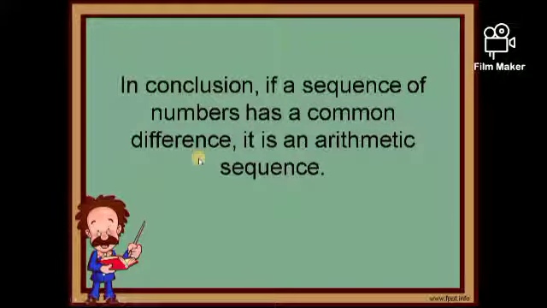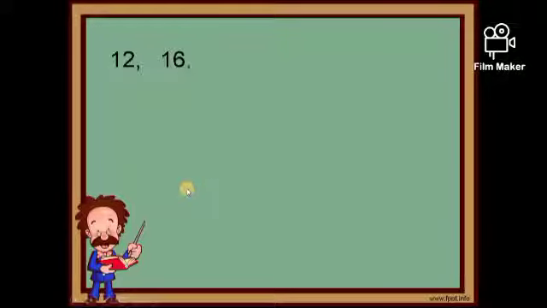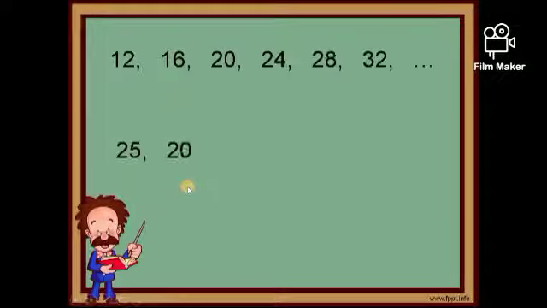Okay? Also, if the common difference is a positive number, then the sequence is increasing. While if the common difference is negative, it is decreasing. Let's see in these two examples. In the first sequence, the common difference is positive. That's why this sequence is increasing. While in the second, our common difference is negative. That's why the second example is decreasing.